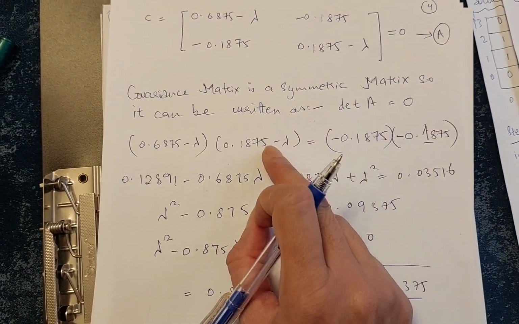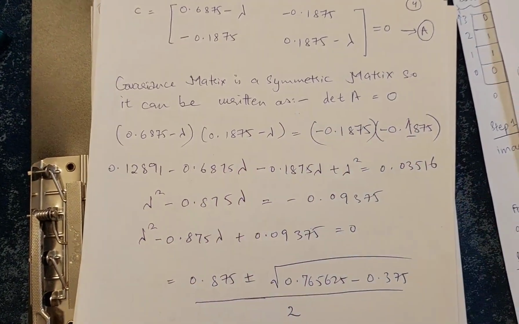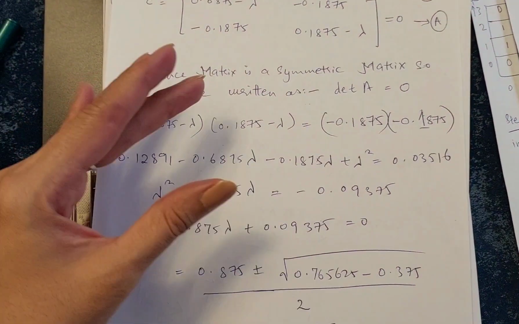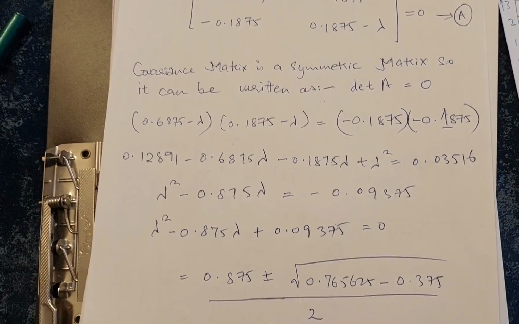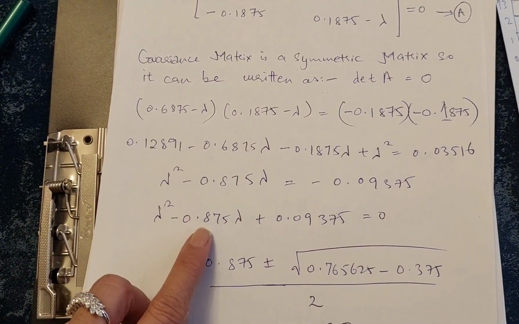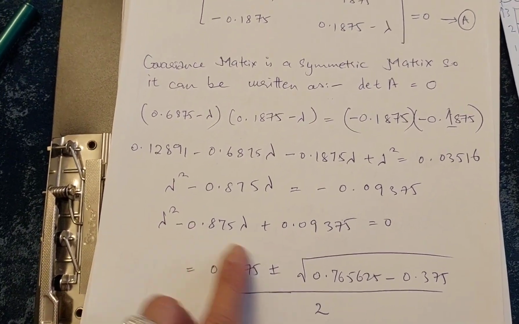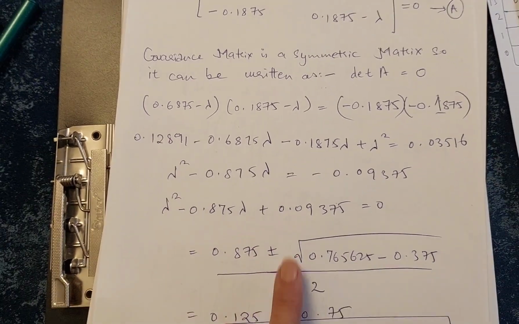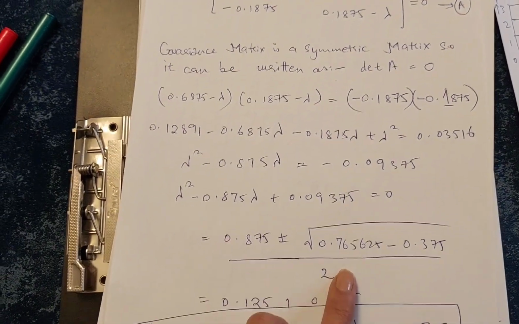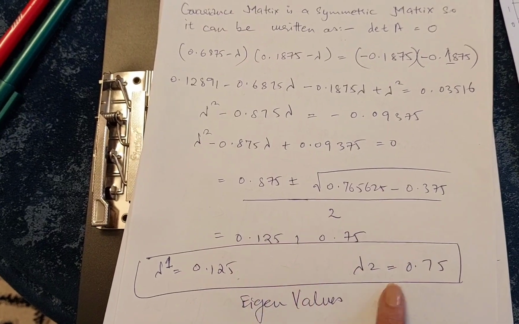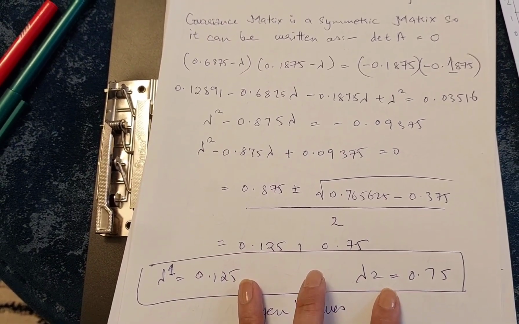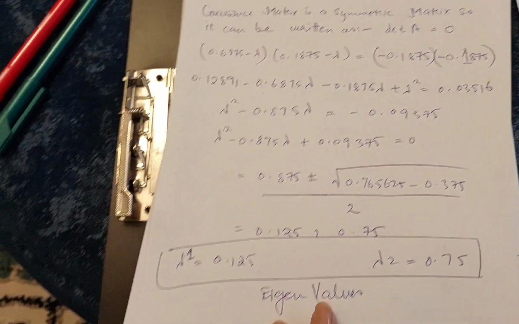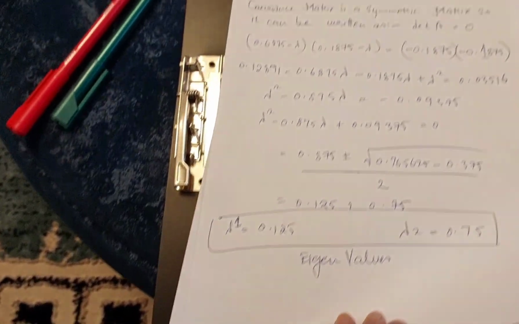This means that we are saying that the determinant of this matrix is equal to 0. So when it is 0, I can take this second term over to this place, and when we do this multiplication, we find an equation in lambda squared minus 0.875 lambda plus 0.095 equals 0. By applying the quadratic equation solution method, we get two values of lambda. Lambda 1 is 0.125 and lambda 2 is 0.75. So these are my eigenvalues.